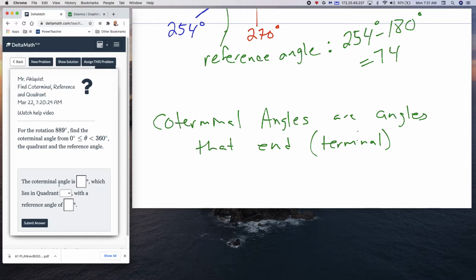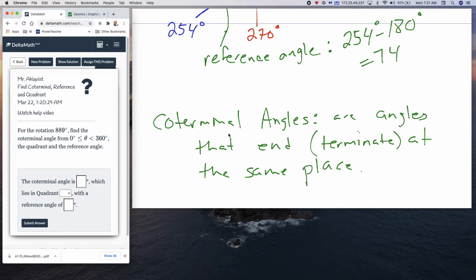So terminate at the same place. And that's really where it stems from the word co, meaning together, terminal meaning ending. So coterminal angles would be angles that end at the same place. More than one angle that ends at the same place.